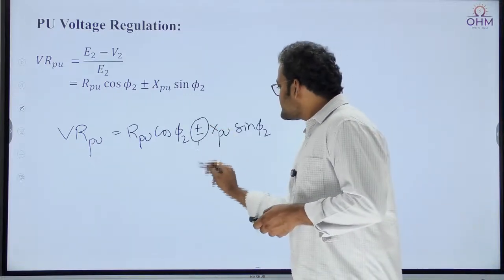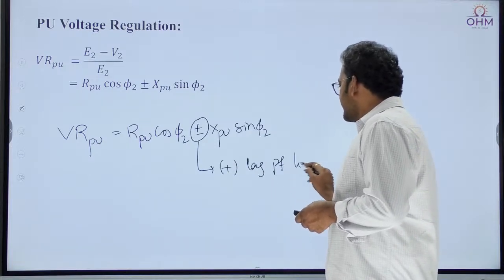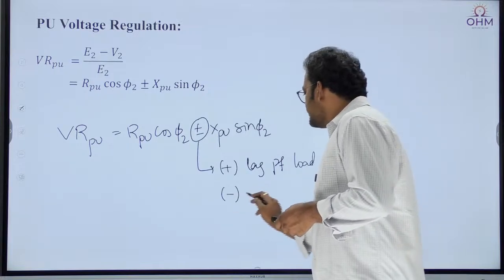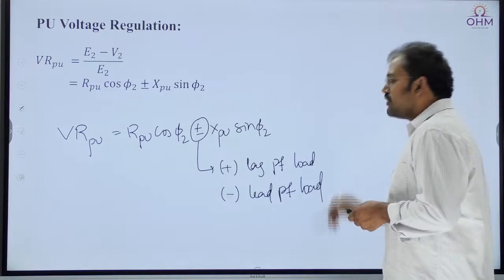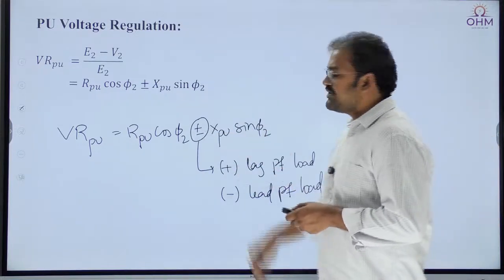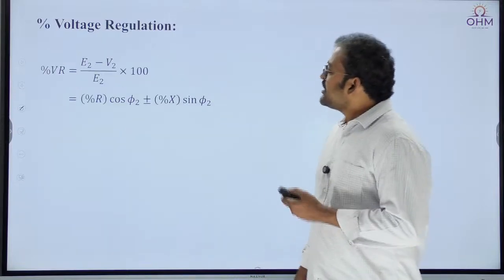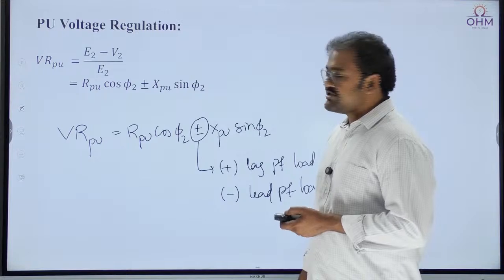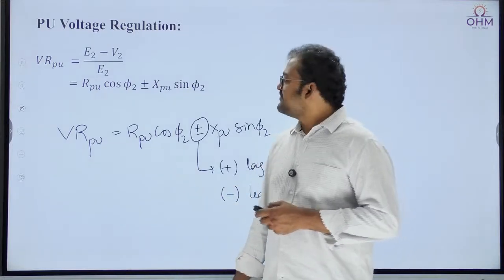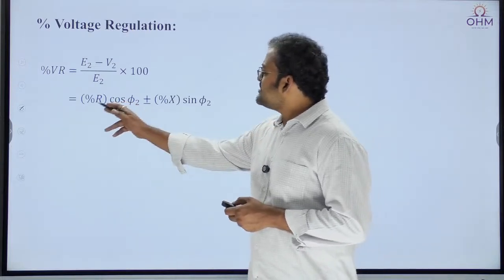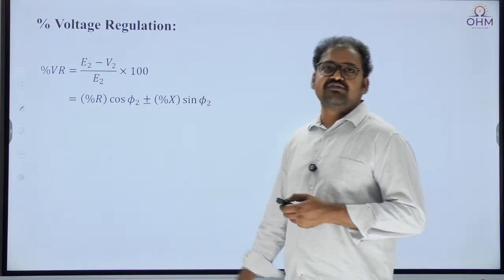Once again, plus is the sign we have to use when the load is lagging power factor type. Minus is the sign you have to use when the load is a leading power factor type. Whereas R per unit and X per unit are the transformer resistance and reactance in per unit values. You can also calculate percentage voltage regulation. Percentage regulation means you just multiply per unit voltage regulation by 100. So that is percentage resistance cos phi 2 plus or minus percentage reactance sin phi 2.